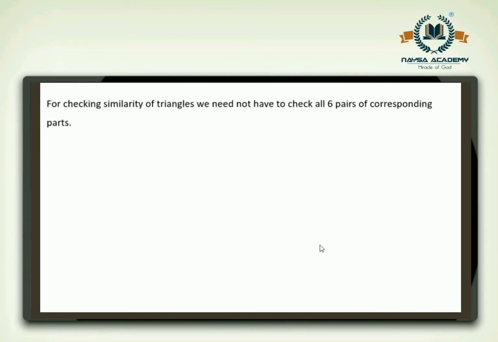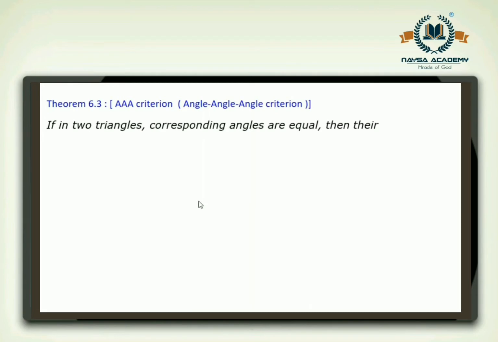For checking similarity of triangles, we need not check all 6 pairs of corresponding parts. Let us understand with the help of the following theorem. Theorem 6.3, AAA criteria. We have already seen that when two triangles are similar, then all 3 angles are equal to the 3 corresponding angles and the ratios of the 3 sides are equal. Now, if in two triangles all angles of one triangle are equal to the angles of the other triangle, they are similar. That is what we are going to see here.